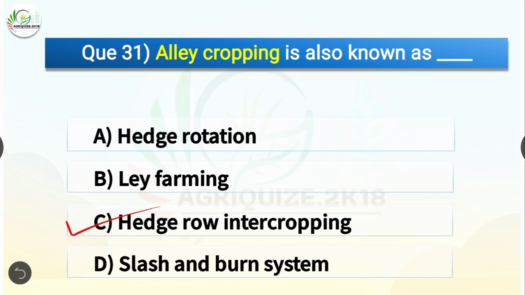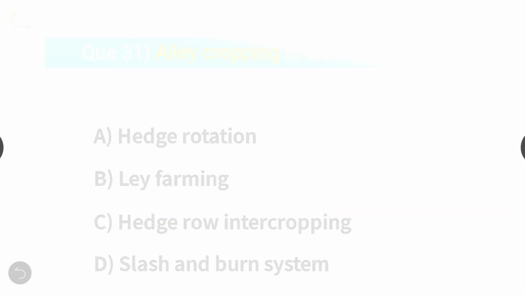Alley cropping or hedge row intercropping is an agroforestry practice in which perennial, usually leguminous trees or shrubs are grown simultaneously with an arable crop. The trees managed as hedgerows are grown in wide rows and the crop is planted in the interspace or alley between the tree rows.